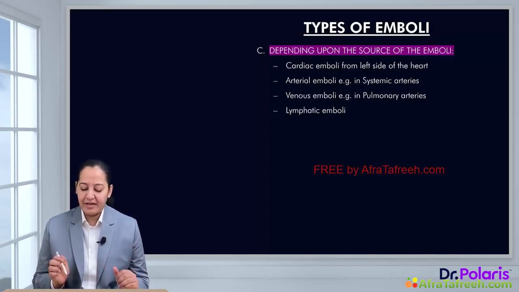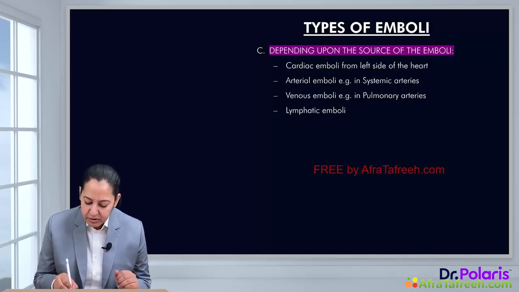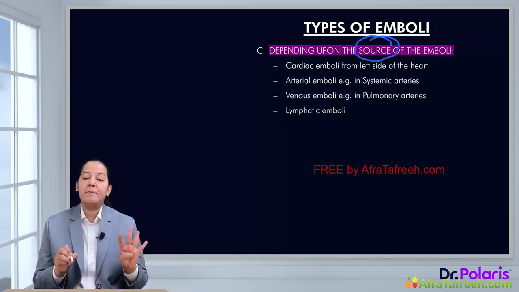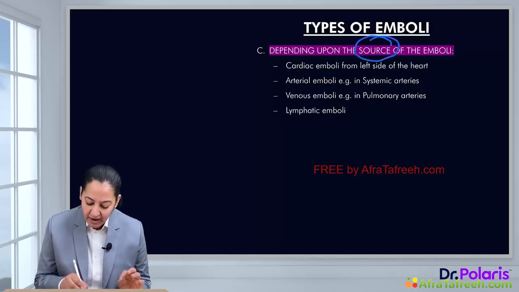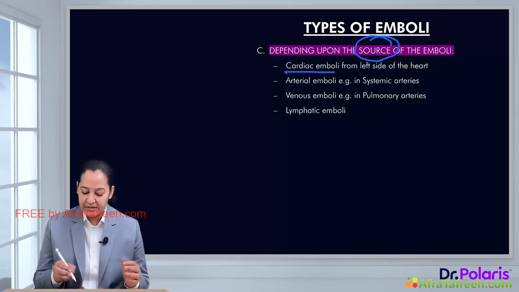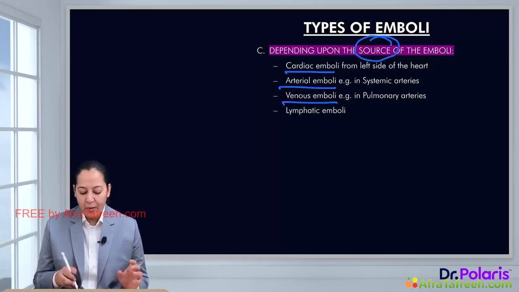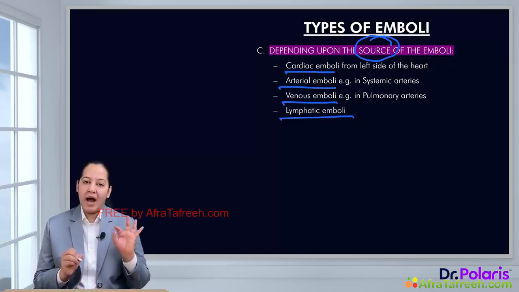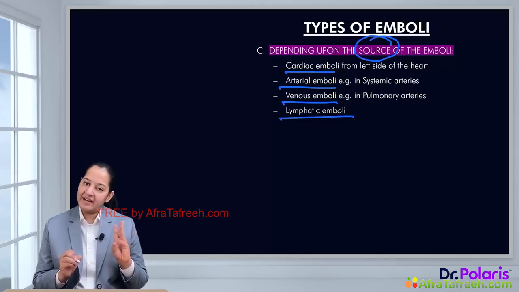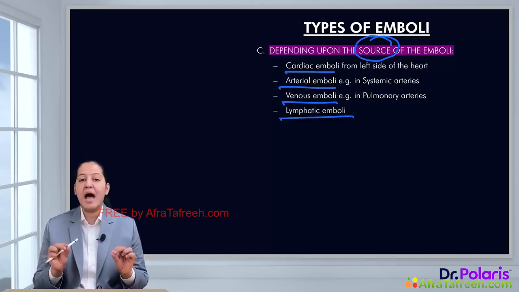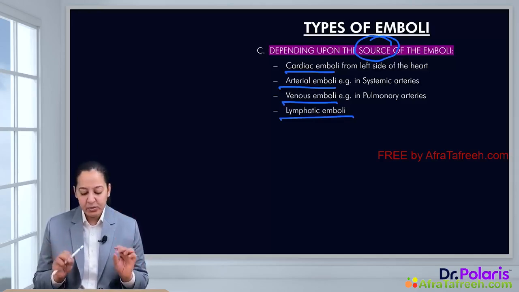Coming to the third criteria of classification, based on the source of the embolism, emboli are of four types. First, cardiac embolism, they arise in the heart. Second, arterial, they arise in the artery. Venous, they arise in the veins. And lastly, lymphatic. So either arterial, venous, lymphatic and cardiac. That is the source of the embolus.